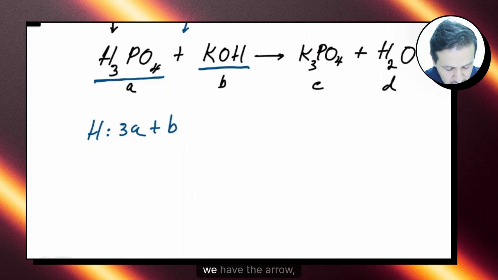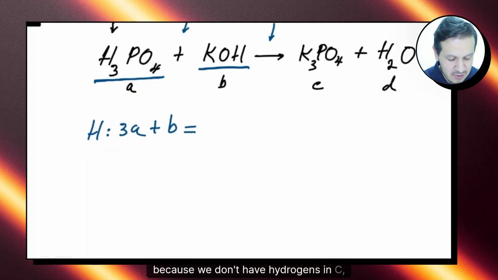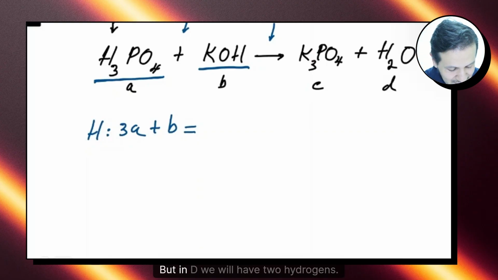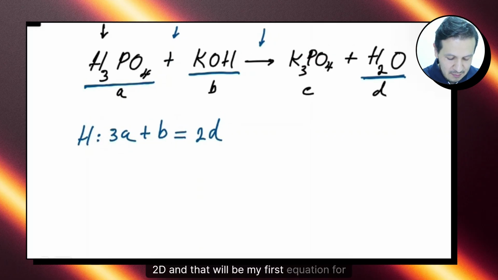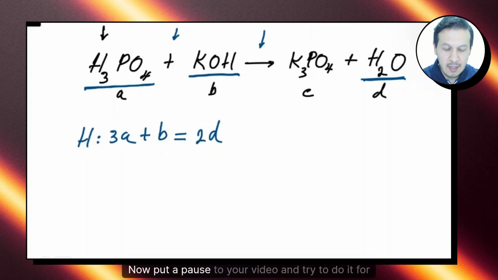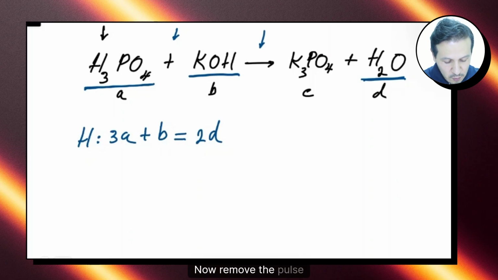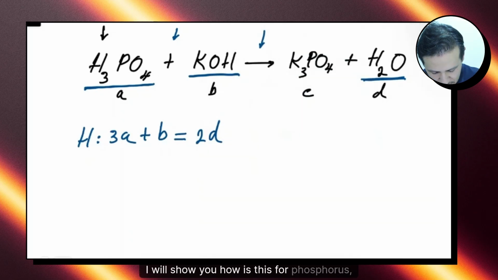Now, because we have the arrow, we put equals. Do we have hydrogens in C? No, because we don't have hydrogens in C, we just skip it. But in D, we will have 2 hydrogens. So I will put 2D, and that will be my first equation for hydrogen. Now, put a pause to your video and try to do it for phosphorus. Now, remove the pause, and I will show you how this is for phosphorus.